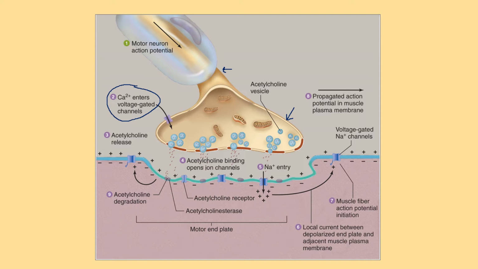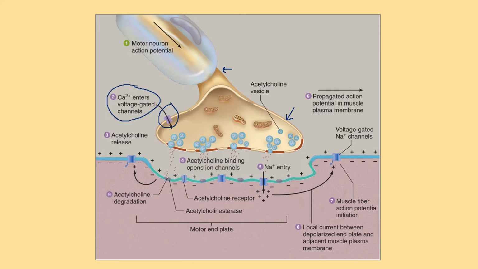So they're voltage gated, which means for this protein, its particular shape is determined by membrane potential. And membrane potential is going to change dramatically. When this motor neuron is at resting membrane potential, when it's at negative 70 millivolts, these voltage gated calcium ion channels are closed. They're closed. So calcium cannot get into the cell.